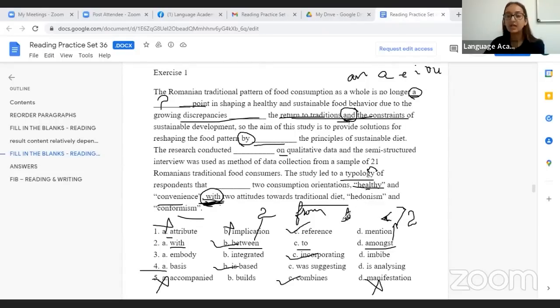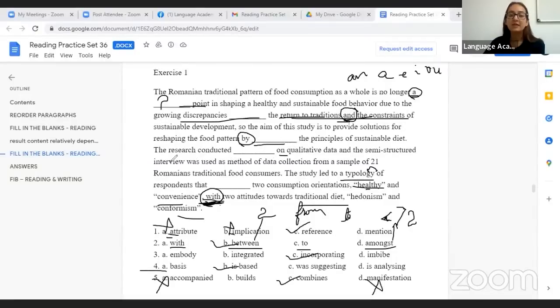Now I'll repeat the answers once again. The first one: reference point is a collocation. Also with A, we cannot use vowels like attribute and implication. Mention point does not have any meaning. The second: whenever we have two things, we go with between. When we have from, then we go with to. From and to come together. Amongst is used for more than two things. Third, with by, we always use the ing form of the verb, so by incorporating.